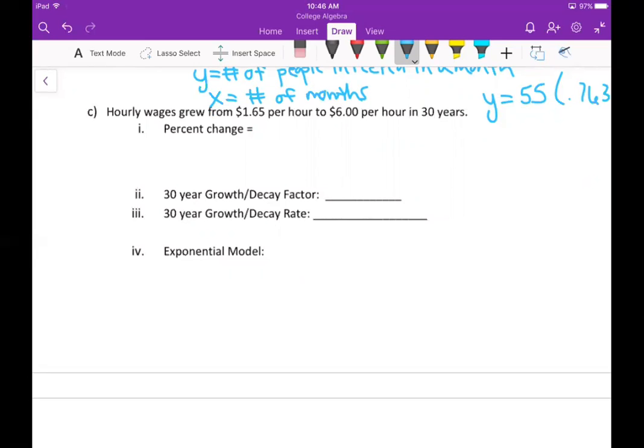This one says hourly wages grew from $1.65 per hour to $6 per hour in 30 years. So notice here too, when we find that percent change, it's going to be a 30-year percent change. We started with a wage of 1.65. We take that times our percent change, a percentage, to get to $6 per hour. Now, when you divide each side by that original amount, always taking the end divided by the beginning, that percentage we're looking at is 3.6364.